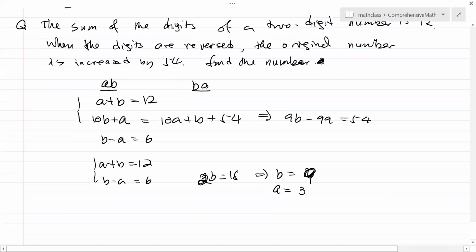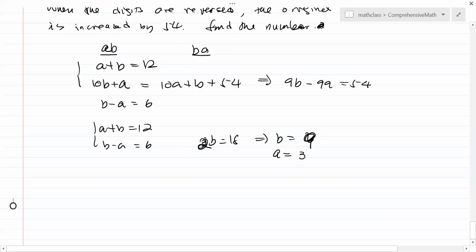So this is not a difficult problem. That's not a good problem.